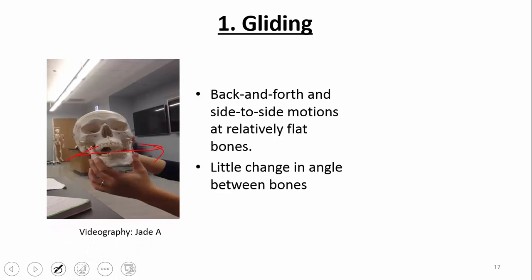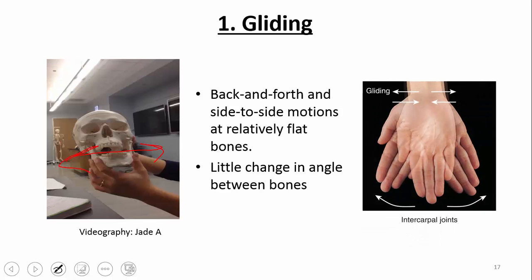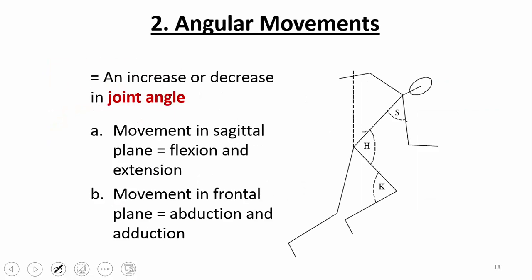If you click on it later, it'll show you, but it goes back and forth in that direction. You can also move your hand back and forth, gliding it back and forth like that. Second type of motion is something called an angular movement. This is an increase or decrease at a joint angle.